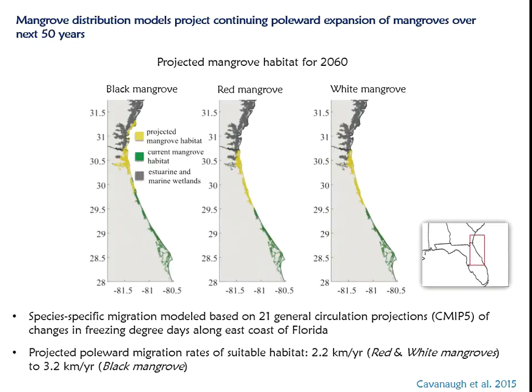And as you can see, over here, that doesn't show you that, does it? There. So this is for black mangrove. By 2060, the climate envelope should be suitable for mangroves up to about Brunswick, Georgia.